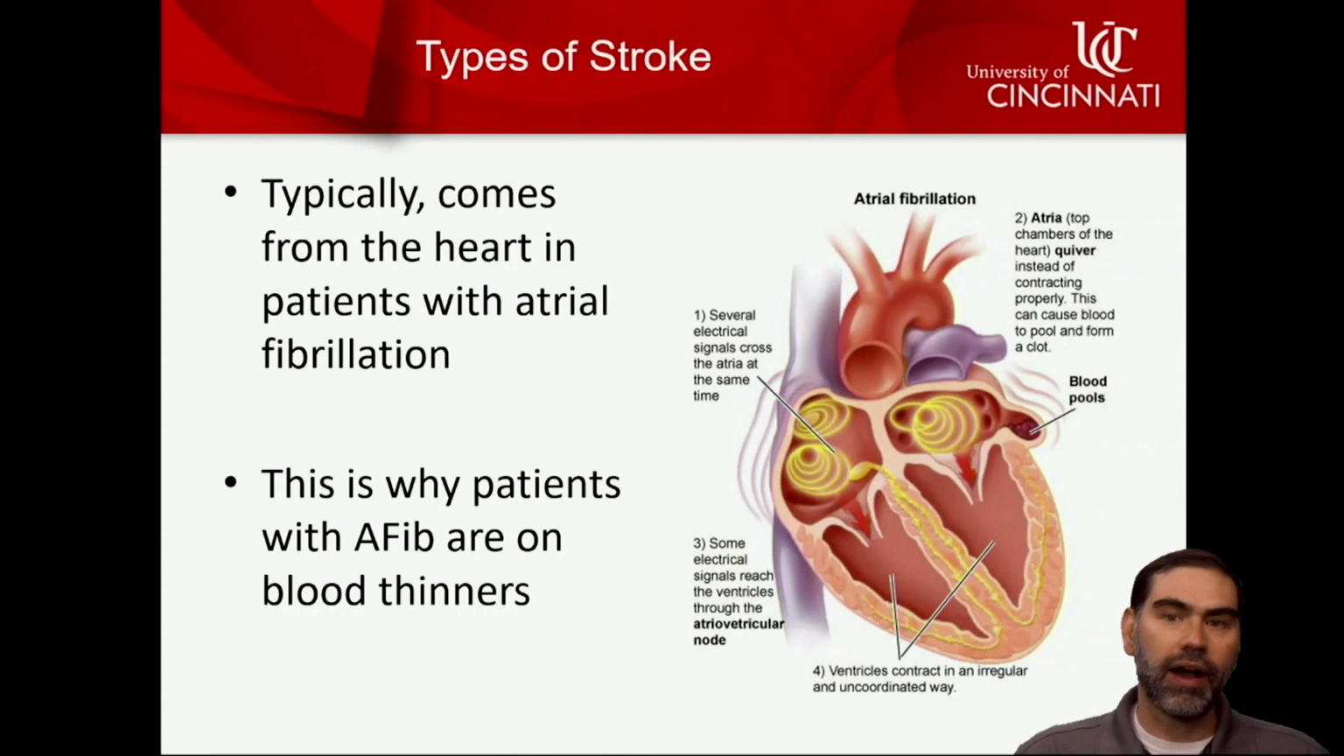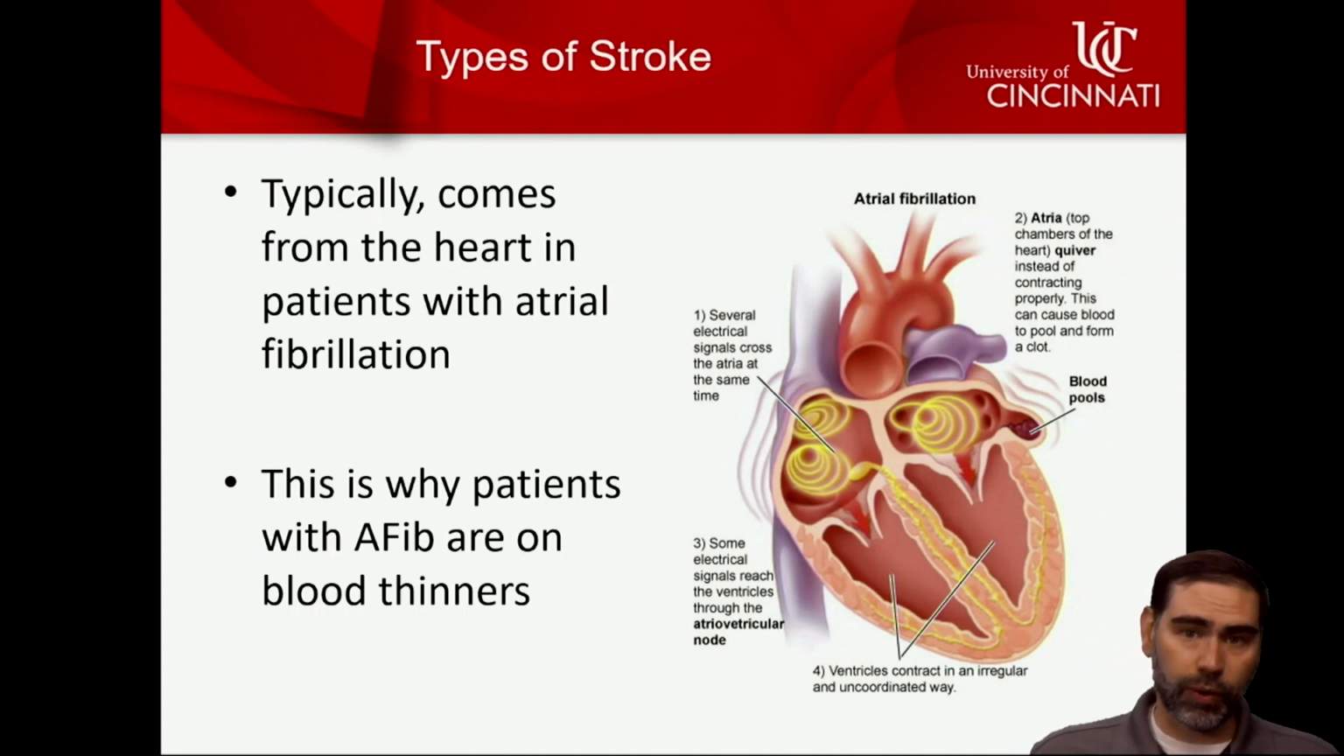Usually, people develop blood clots in the heart when they have atrial fibrillation. You have that uncoordinated motion in the atria, and that is why atrial fibrillation patients are on anticoagulation, to help reduce the chance that stagnant blood in the fibrillating atria will develop a blood clot that can go elsewhere.